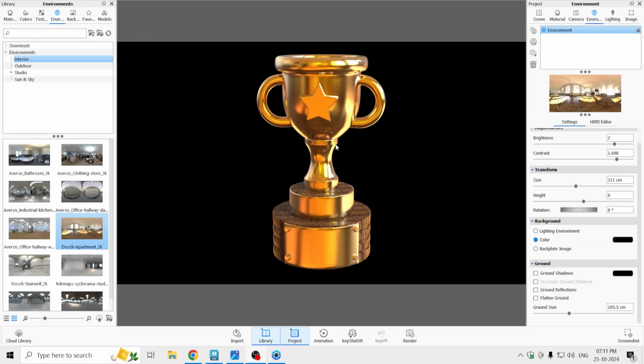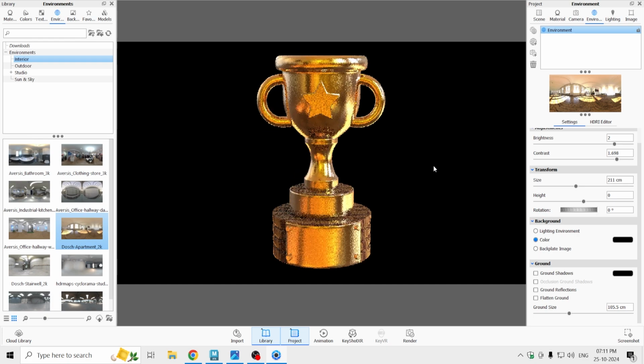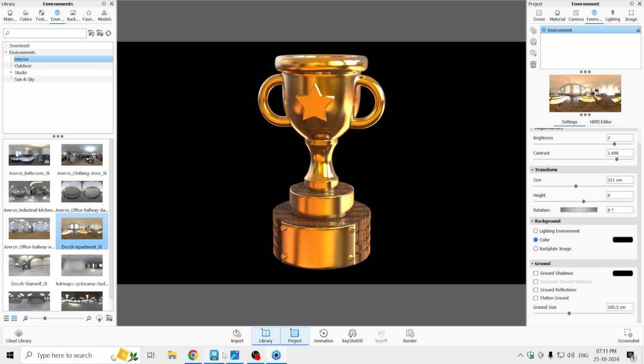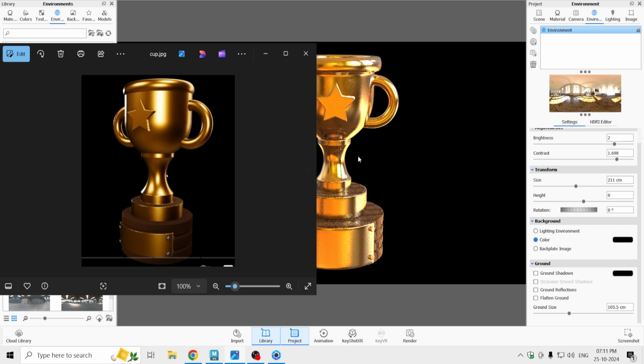Hello friends, that's it. So here is our cup trophy model in Maya. So this was the reference I was using, and this is our model. This was the reference, and this is our model.